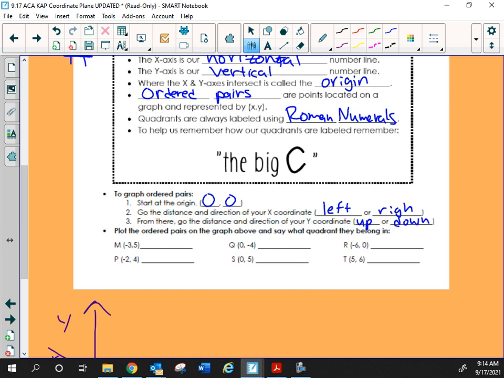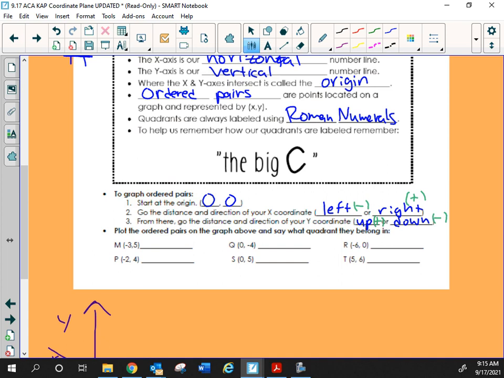If you want to add a little symbol, okay, if I'm moving left, my coordinate is going to be positive or negative? Negative. Okay, so if you want to put negative, and moving right would be positive. If I'm moving up on my y-axis, that would be positive, and if I'm moving down, that would be negative. Okay? So I'm going to let y'all practice. I'll do one of these with you, and then you help me practice.